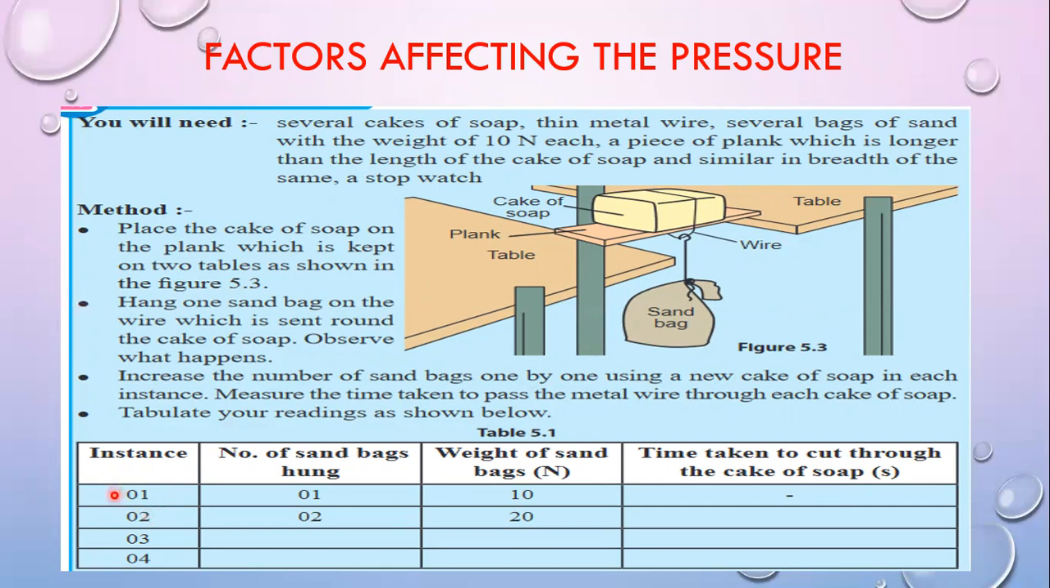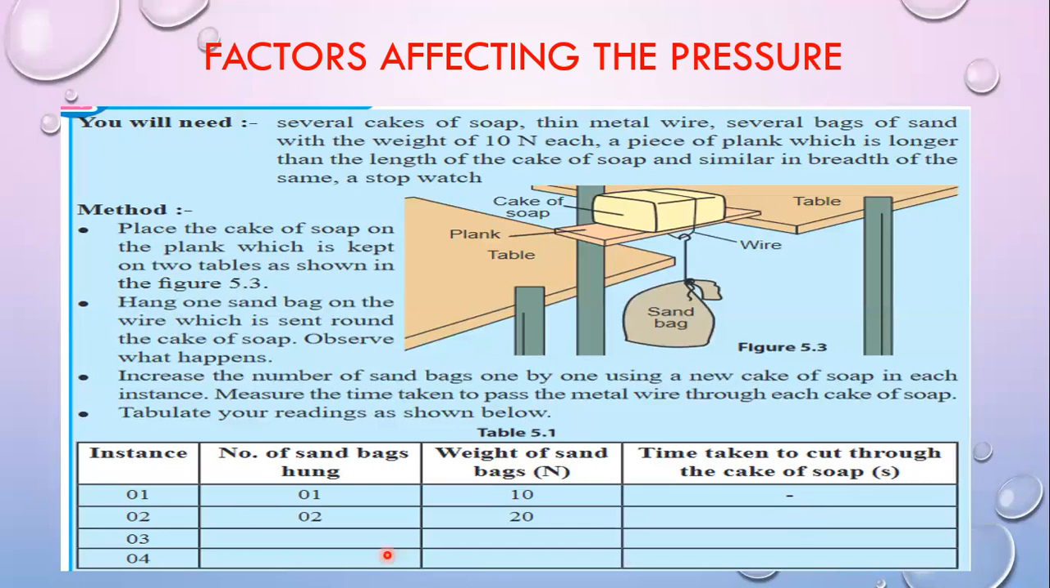In the first instance, the number of sandbags is 1. Weight of the sandbag is 10 Newton. Time taken to cut through the cake of soap: 10 Newton is actually not enough to cut the cake of soap. So when we go to the second instance, the number of sandbags is 2. Weight of the sandbags is 20 Newton. Time taken to cut through the cake of soap, we can say 20 seconds.